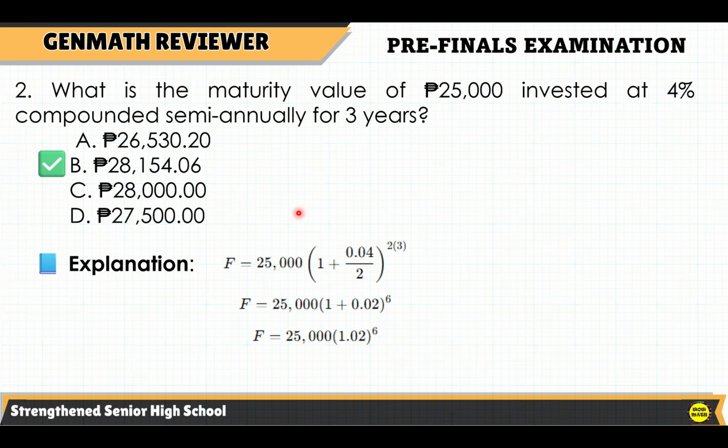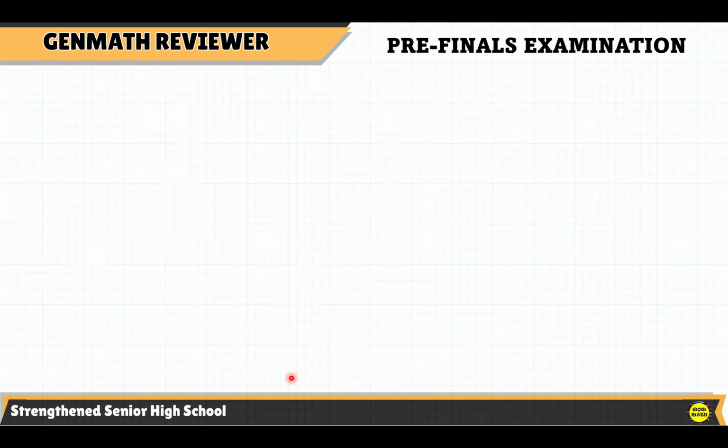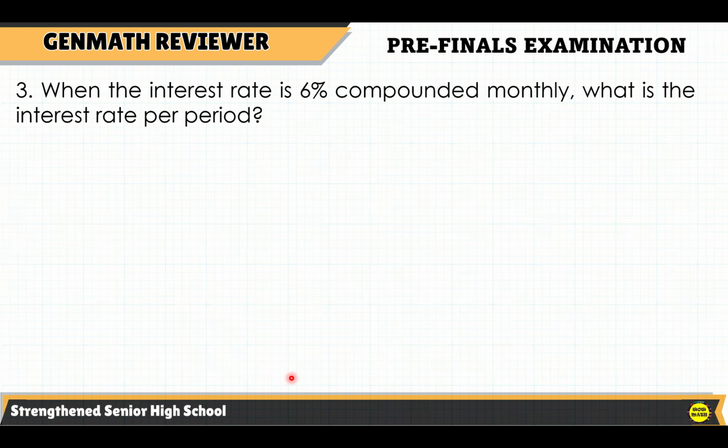Okay, so what will be the explanation? So using this one, no, since 25,000 is the present value multiplied to the quantity of 1 plus 0.04 is the rate, which is the 4%. Semi-annually is 2 and raised to 6. Okay, so using your calculator, makukuha nyo dyan 28,154.06.